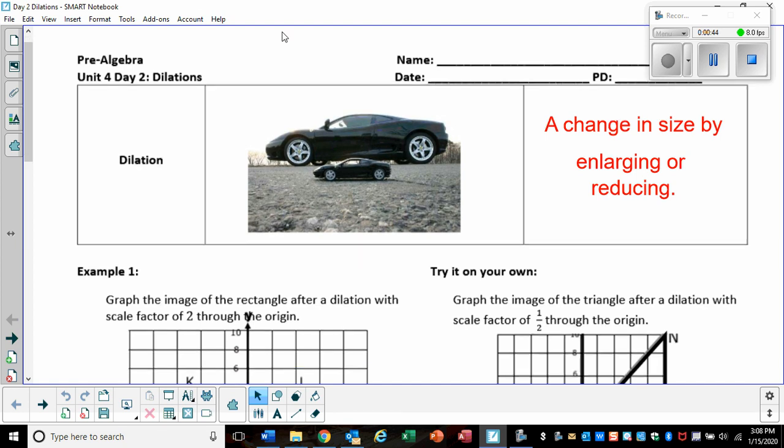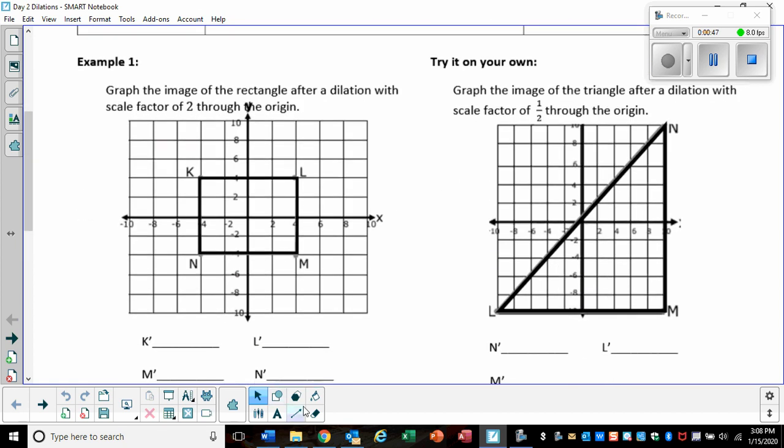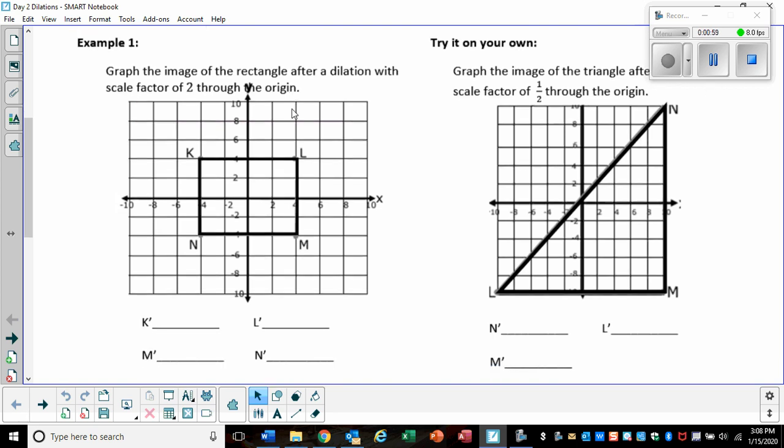Let's try the first example. We're going to graph the image of the rectangle after a dilation with a scale factor of 2 through the origin. The way we do this is we write down the ordered pairs, and then multiply all the numbers in the ordered pairs by 2, the scale factor, and that will give us the ordered pairs for our new image.